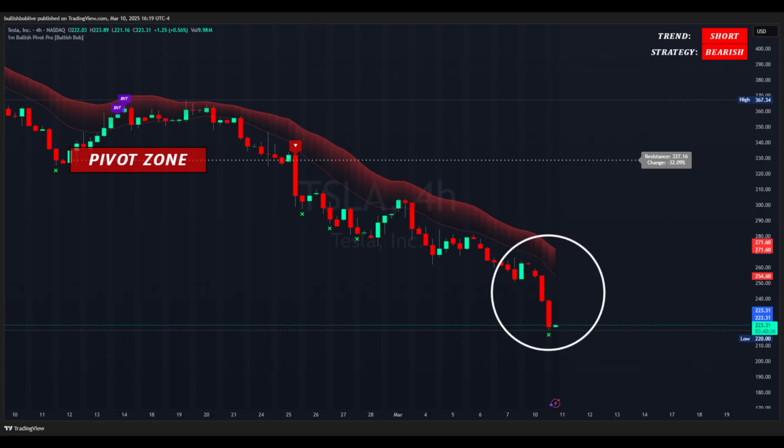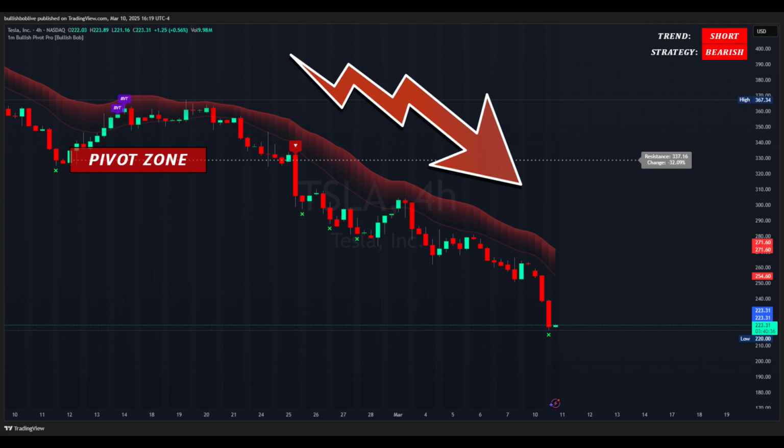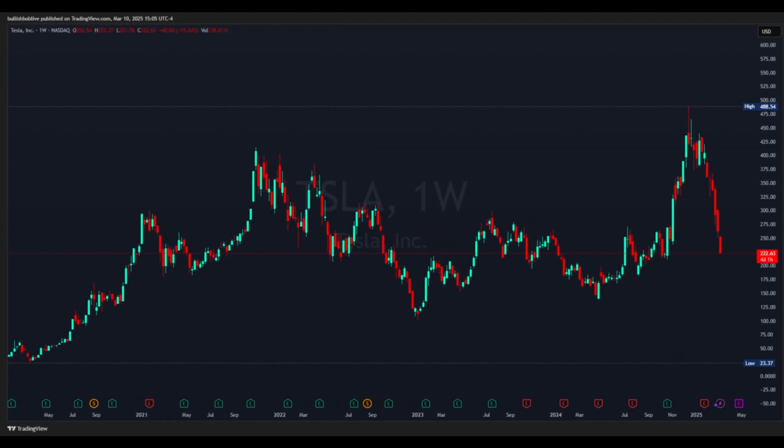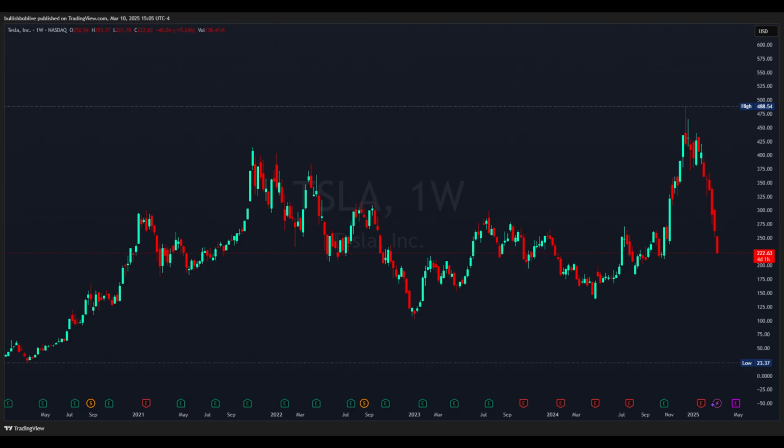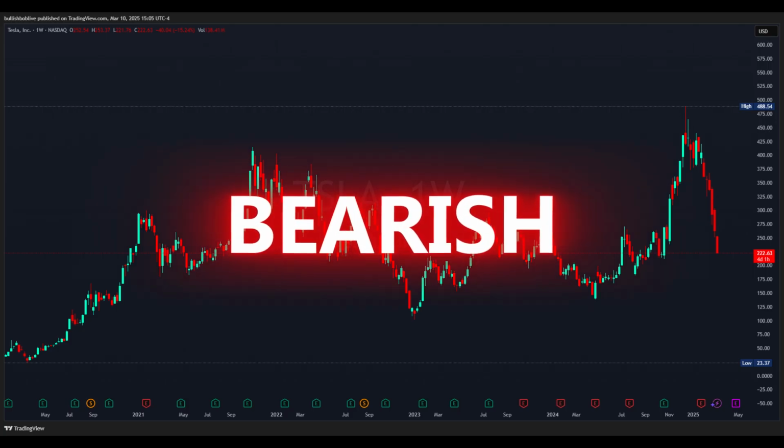When Tesla maintains a bearish short trend on higher time frames, I can trade in that direction with greater confidence. Tesla is currently displaying bearish sentiment, with short selling remaining favorable until a significant reversal is confirmed on broader time frames.